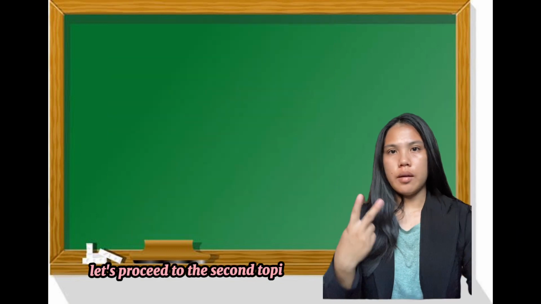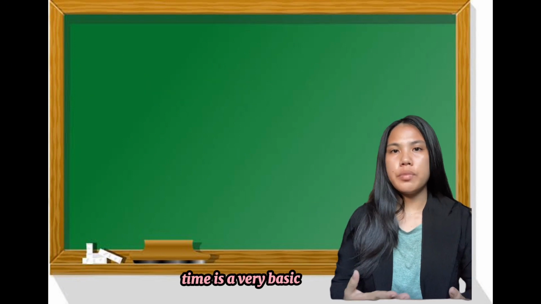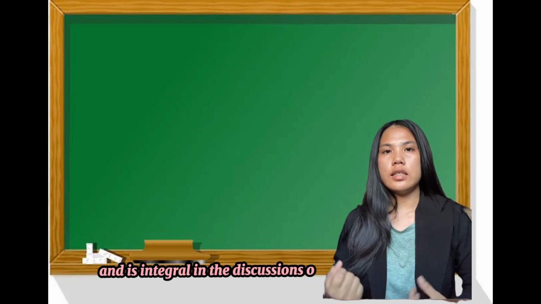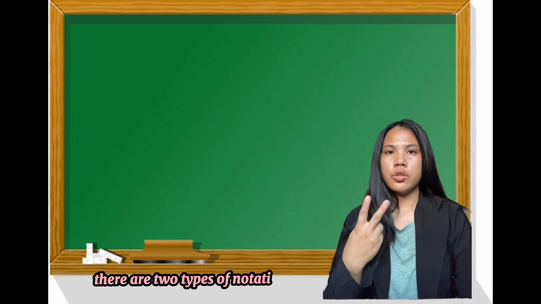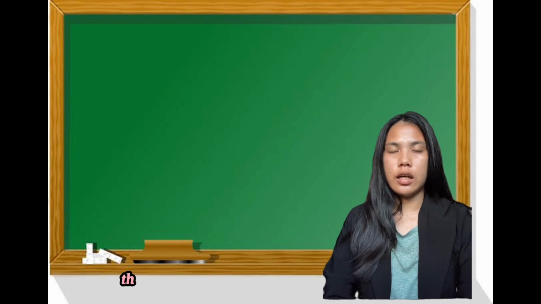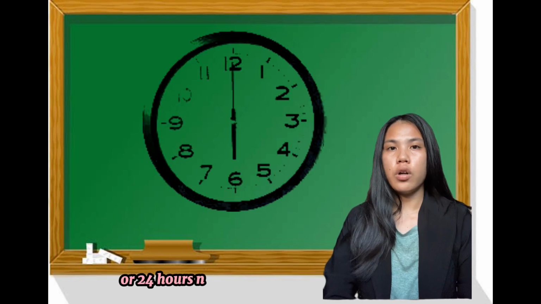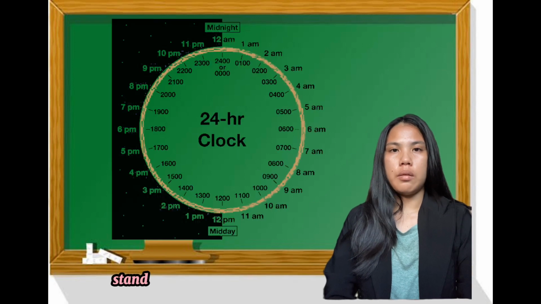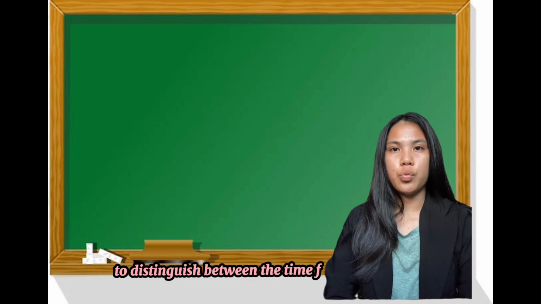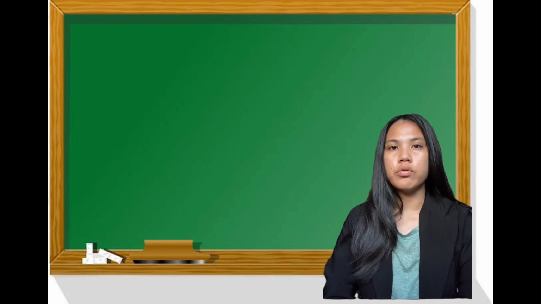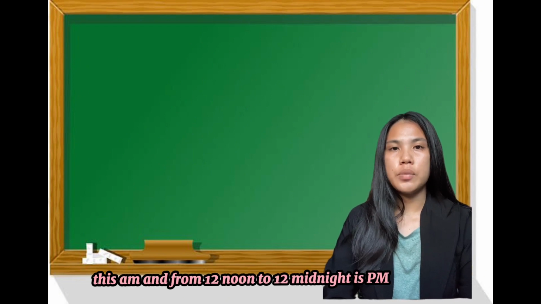Let's proceed to the second topic, measuring time. Time is very basic and integral in the discussion of other concepts such as speed. There are two types of notation in stating time: the 12-hour notation, which is standard time, and the 24-hour notation, which is military time. Standard time makes use of AM and PM to distinguish between the times: from 12 midnight to 12 noon is AM, and from 12 noon to 12 midnight is PM.